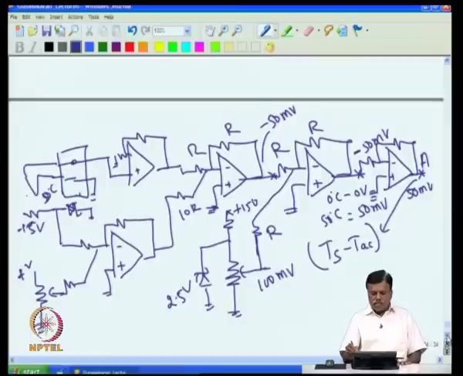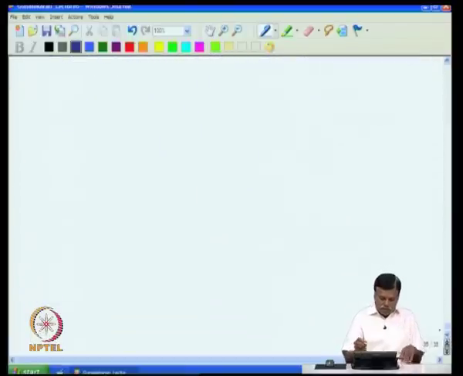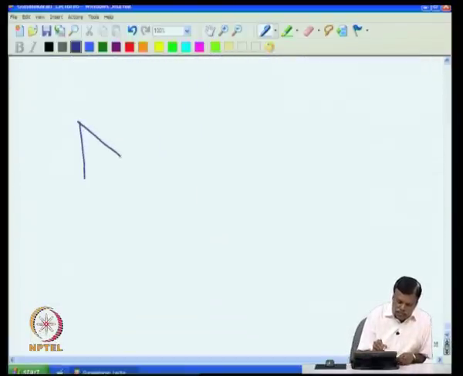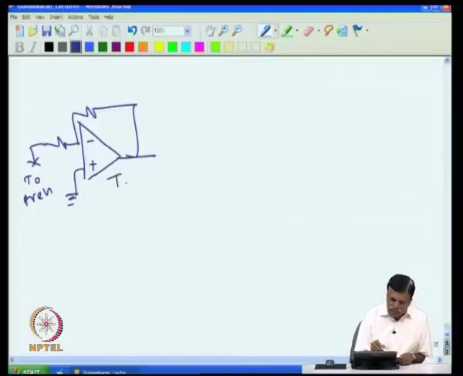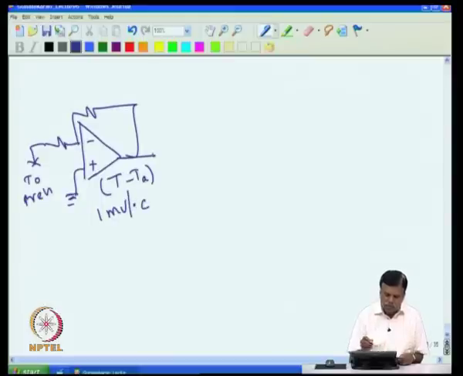So, what I do next is I will take this output. I will draw from that stage, the inverter stage we have drawn at the end, that is coming from the previous stage. So, you connect the previous stage there, and you will get here the error voltage, that is, this gives me T minus T ambient. 1 millivolt per degree C is the sensitivity at this point, because every 1 degree C will give me 1 millivolt difference at this point.